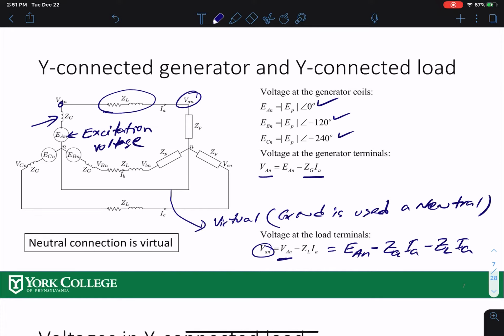Then you can write the same equation for the other two, only changing the symbol. So V_BN would be E_BN minus Z_G I_B minus Z_L I_B. And obviously you can now write V_CN. I'm not going to go there.